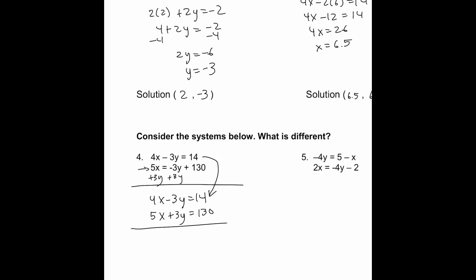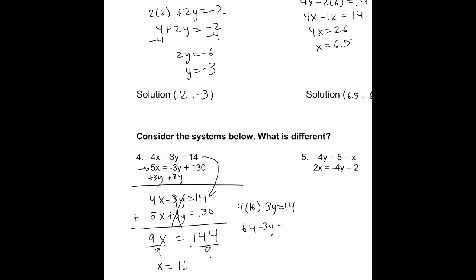Once we got that, again, we're going to combine. So that's 9x, and the y terms cancel out. That's 144. And once you get that, you are going to divide by 9. So x would equal 16. Once we get that, again, we're going to substitute it into one of the equations. I'm going to do it to the first one. So 4 times 16 minus 3y is equal to 14. 4 times 16 makes 64.